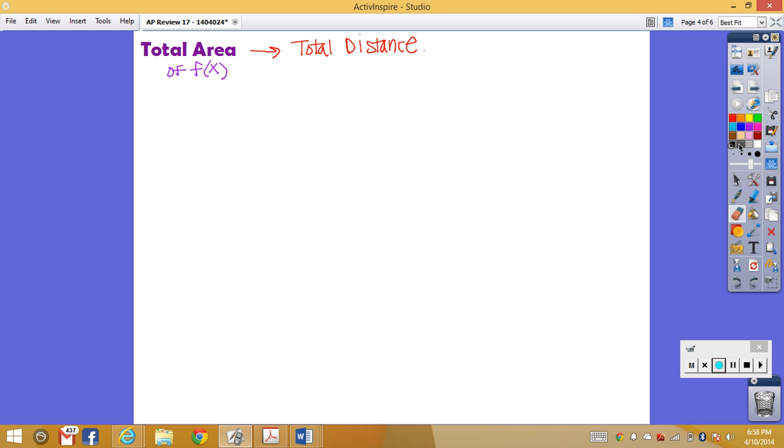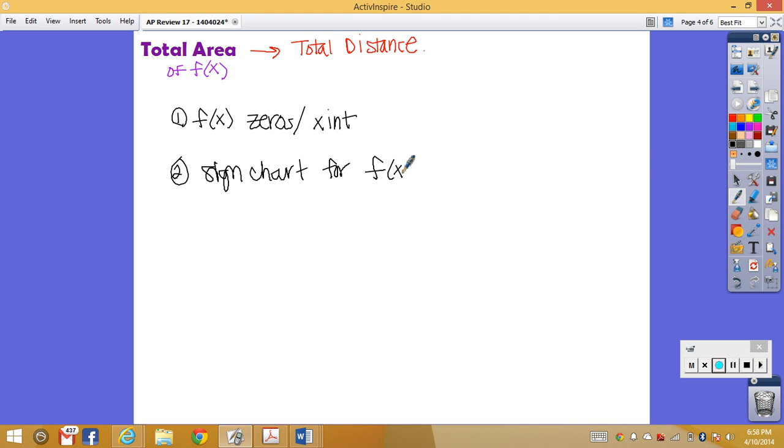bounded by f of x and the x-axis, your steps would be: 1, find f of x zeros, also called x-intercepts. 2, we do a sign chart for f of x. And 3, we add positive integrals, and then we subtract away negative integrals. That might be the easiest way to show it.